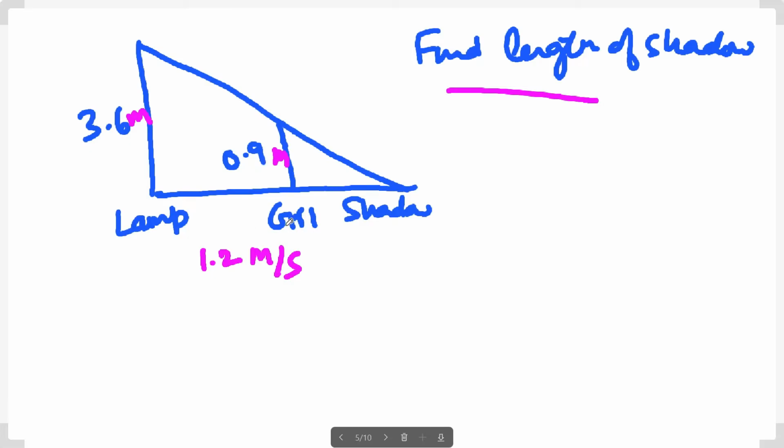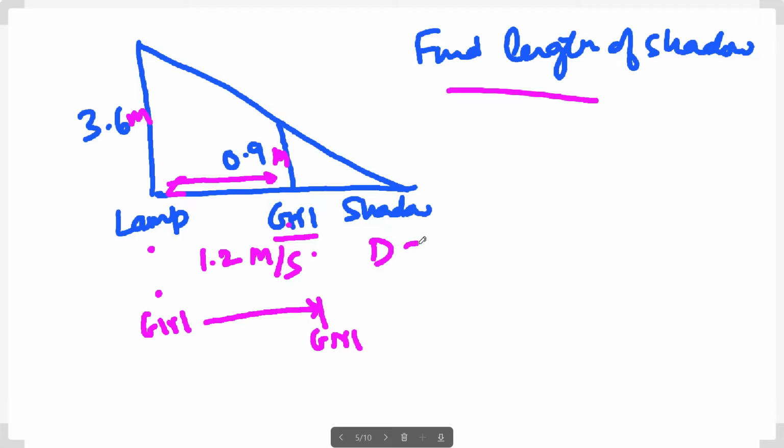So the girl had started from this position, right? She was here. And then after 4 seconds, she moved here. So what I've shown is the position after 4 seconds. What is this distance? Distance equal to speed into time, 1.2 into 4, 4.8. So this is 4.8. So let us assume the length of the shadow is x.